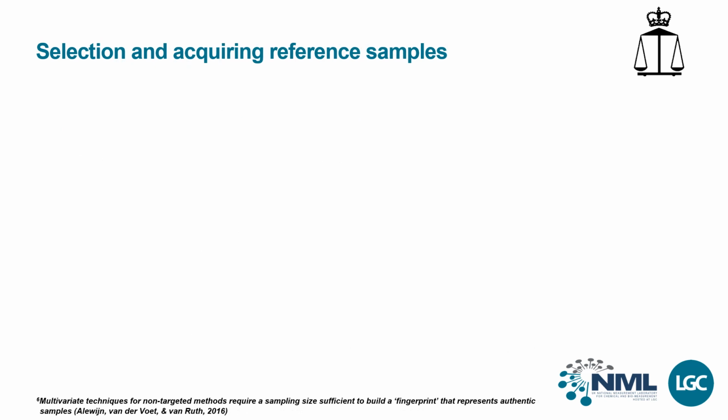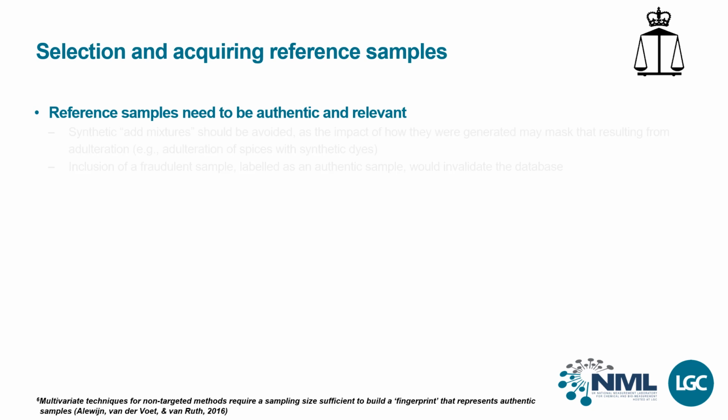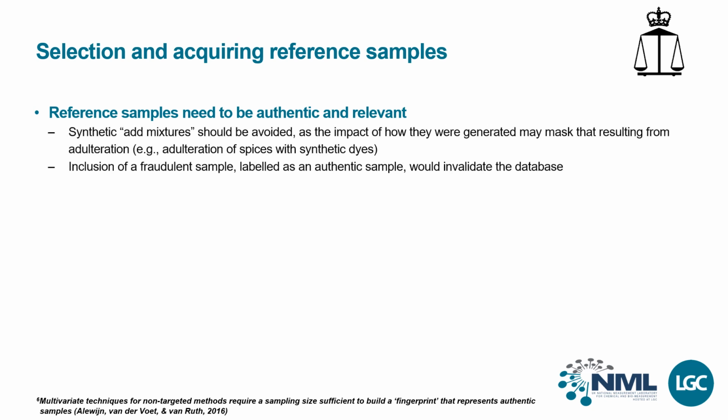The selection and acquisition of appropriate reference samples is also critical to the utility of the database. Data for reference samples within the database need to be both authentic and relevant. The use of synthetic admixtures should be avoided, as the impact of how they were generated may mask that resulting from any adulteration. Inclusion of a fraudulent sample labelled as an authentic sample may potentially invalidate the database.